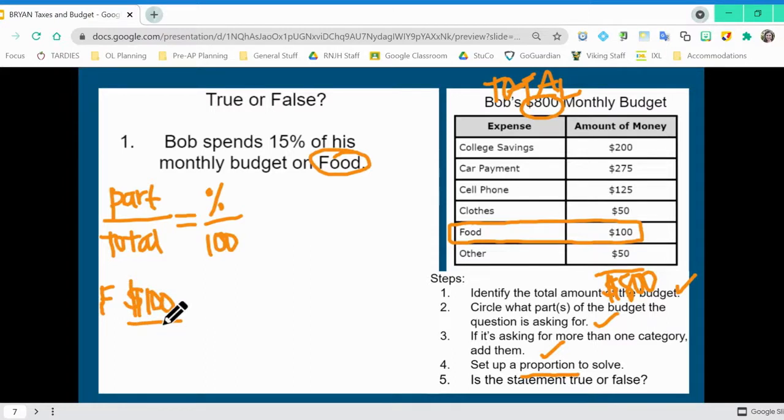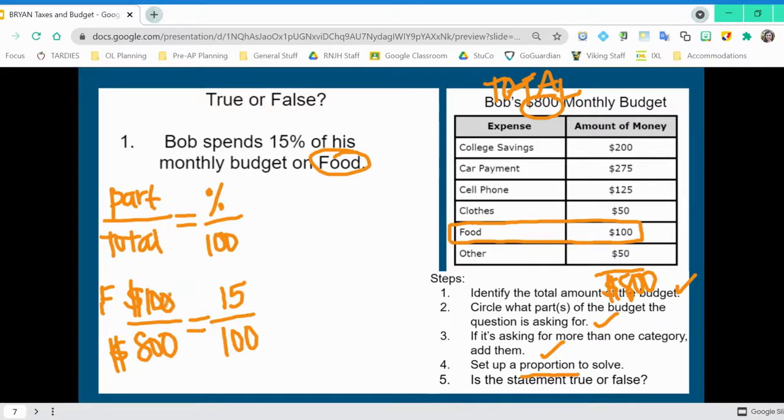So remember, you should be writing this with me. And our total is going to be $800. Then we're going to set it up equal to the percent out of 100. And so we are going to put 15 on top and 100 on the bottom. Now, there's no hole here. There's nothing for us to fill in. But what we're trying to figure out is it true that 100 over 800 is equal to 15 out of 100?